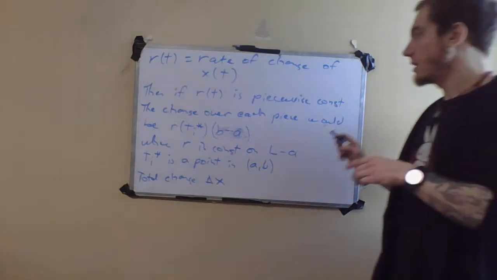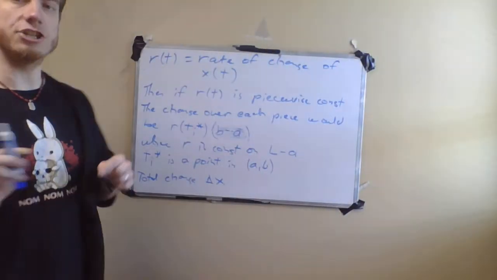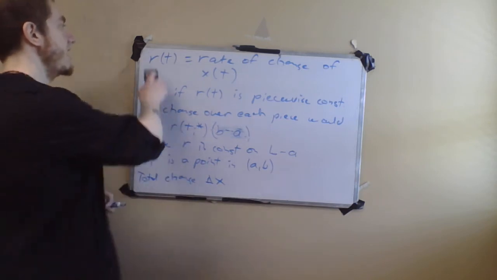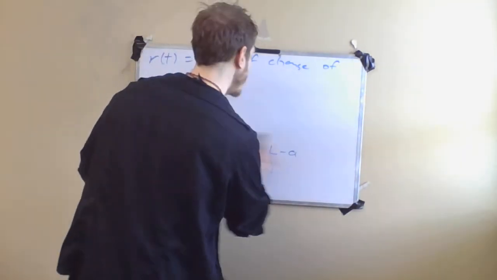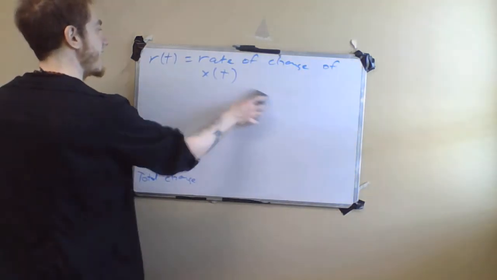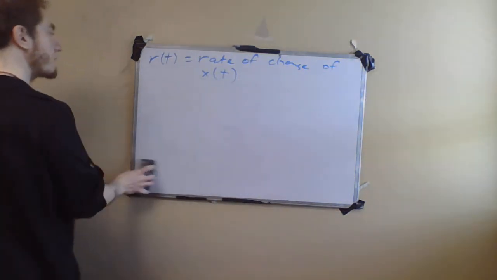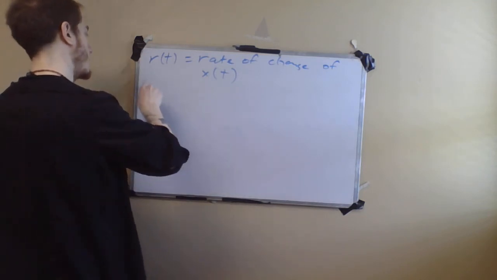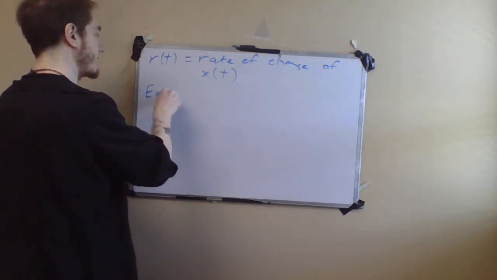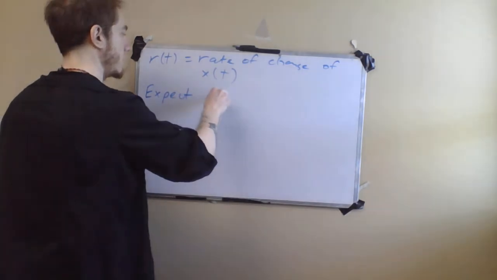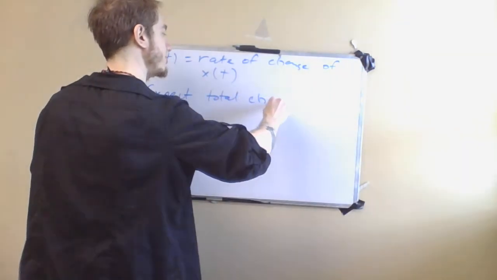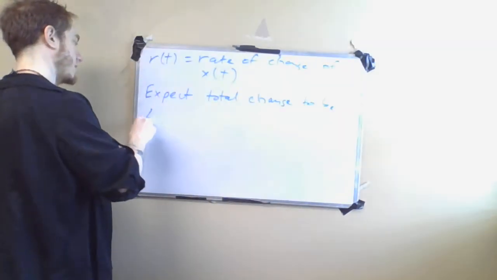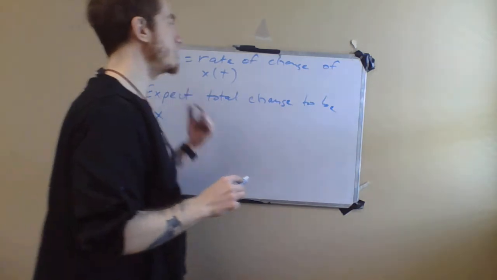Now, even if the rate of change is not constant, we would sort of expect this to be the case. So what we sort of want to say is that if the rate of change is given by r of t, we kind of expect the total change to be simply the change in x.